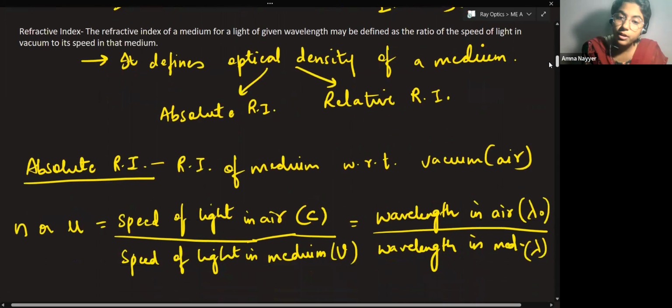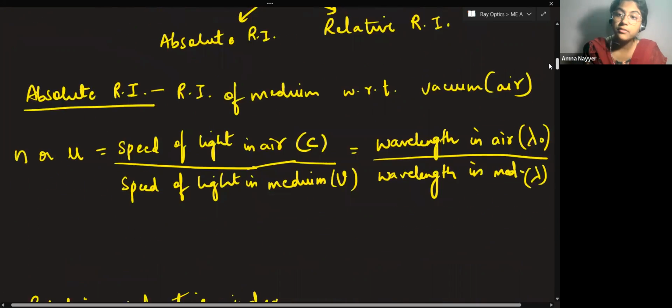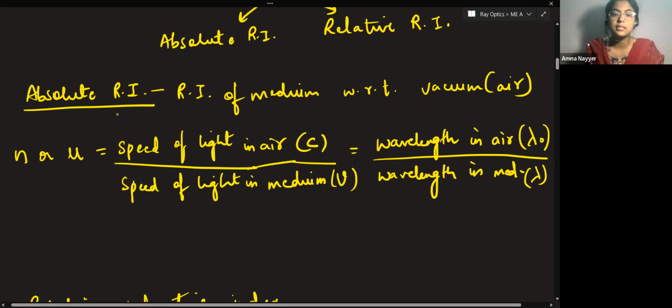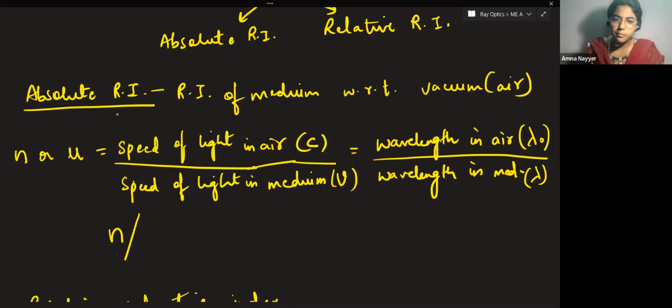Absolute refractive index is what? It is the speed of light in air divided by the speed in the medium, and the speed of light in air you know. That's why you can make the comparison, because this quantity you are aware of. The refractive index is denoted as small n or this symbol mu. This symbol we also use for the coefficient of friction, if you remember, which you must have done in your class 11. So n or this symbol mu.